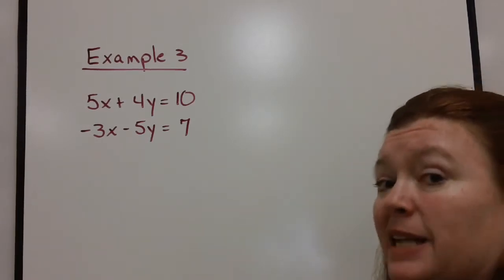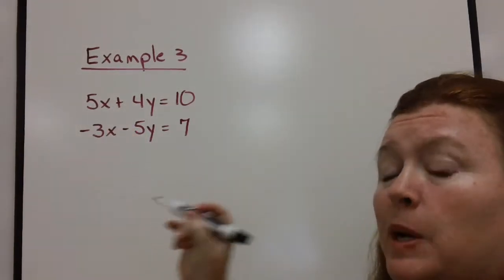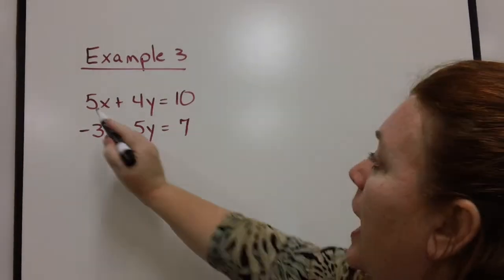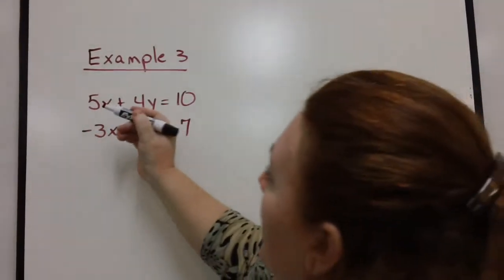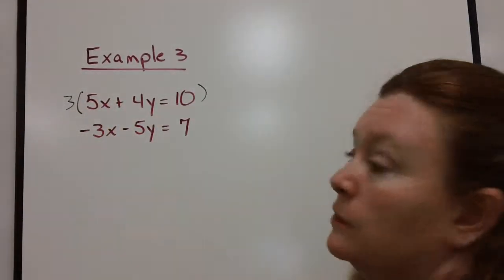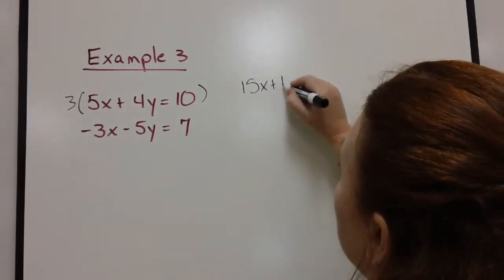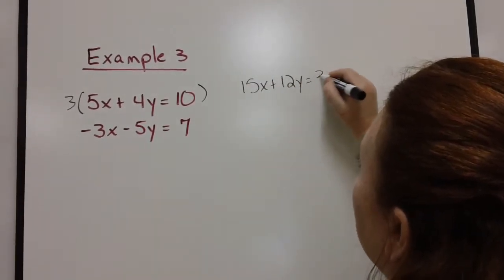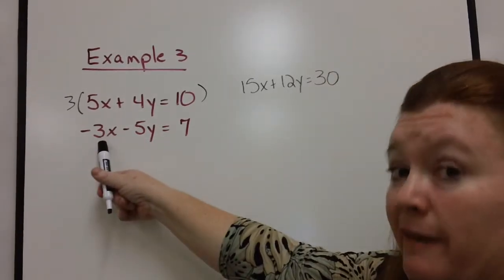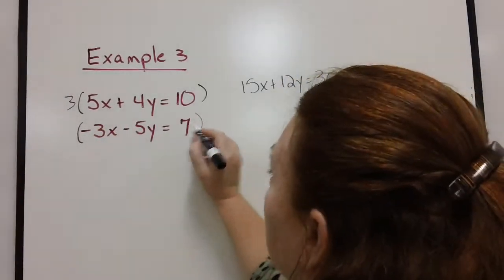To eliminate x, I have to ask myself, what do 5 and 3 both go into? And the answer is 15. So how do I make this a 15? I need to multiply it by 3. So what do I get? 15x plus 12y equals 30. How do I make this x a 15? I multiply it and everything else by 5.